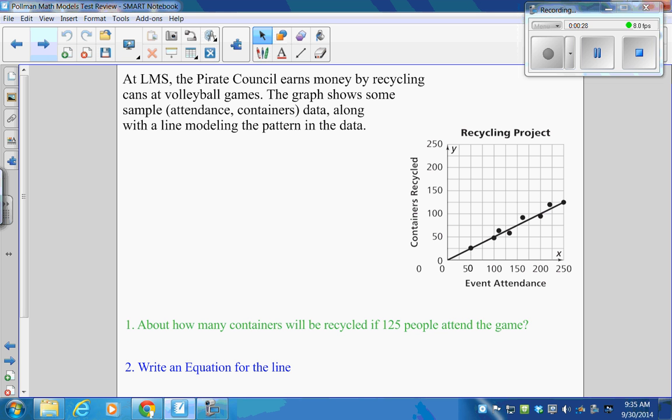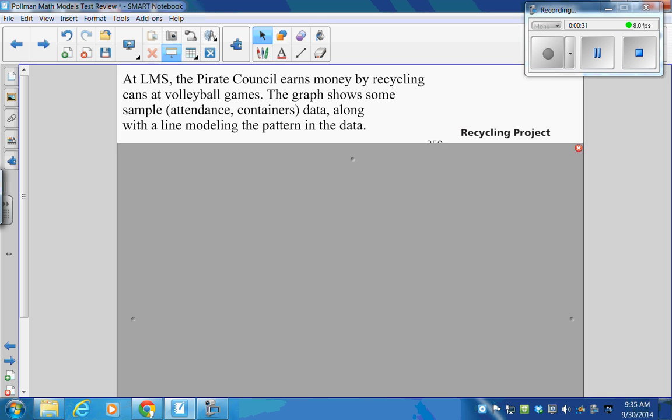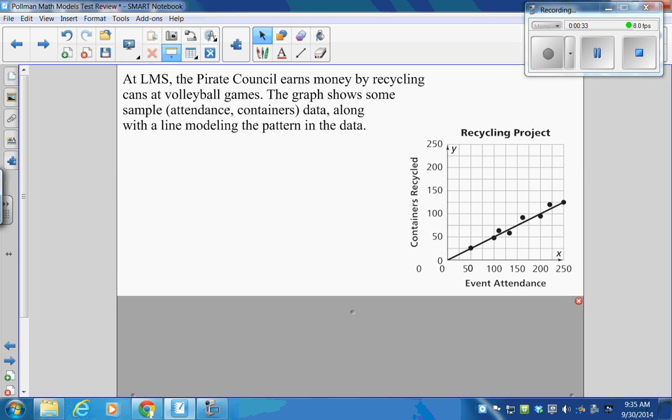So your first problem is, and I'm going to put the cover up right here, for all these, I take what is like the test and I just modify it a little bit. So you'll have a problem like this on the test. What it says is, at Louisville Middle School, the Pirate Council earns money by recycling cans at volleyball games. The graph shows attendance, so attendance is at the bottom, how many people come to the game, and then how many containers or things are recycled is on my y-axis. So this is X and Y.